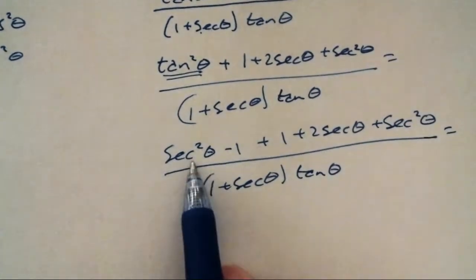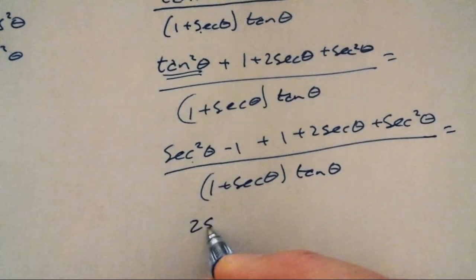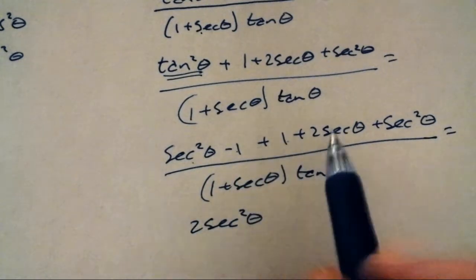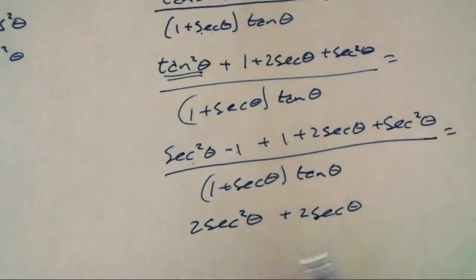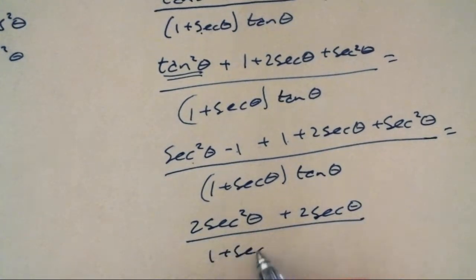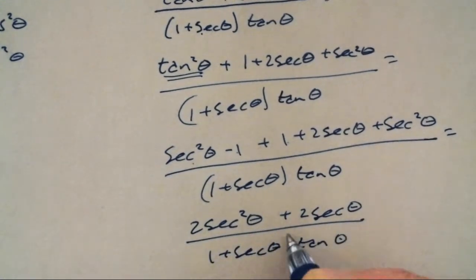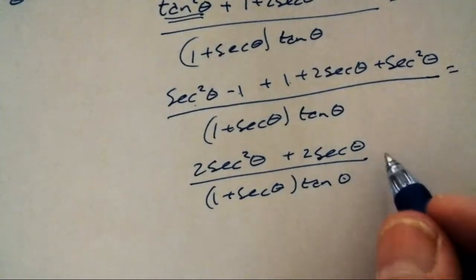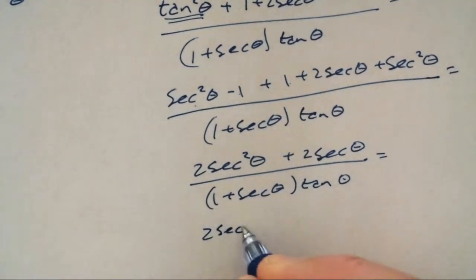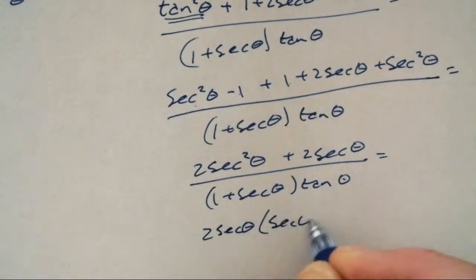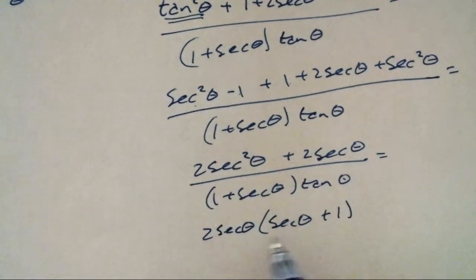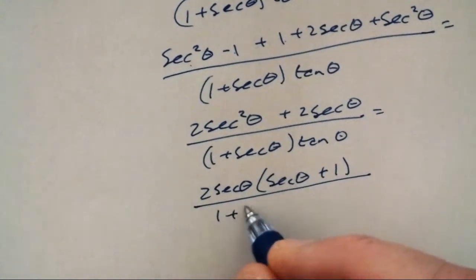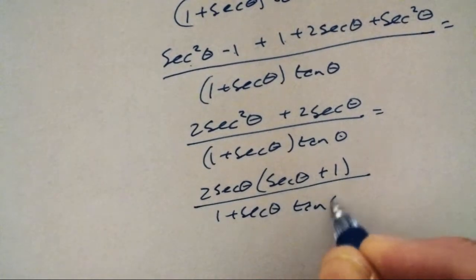Let's see what happens. I've got a secant squared plus a secant squared. 2 secant squared thetas. I've got a negative 1 plus 1 cancel, and I've got a plus 2 secant theta. And this should be screaming at us right here. You might want to factor me. 2 secant theta times secant theta plus 1, and there's the big payoff. All on 1 plus secant theta tangent theta.